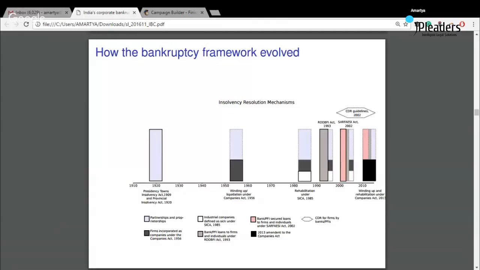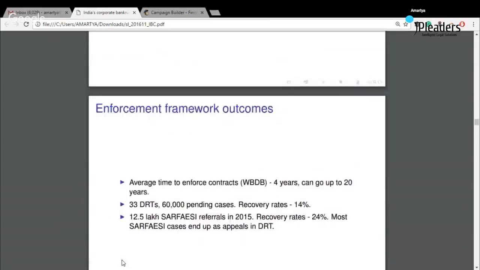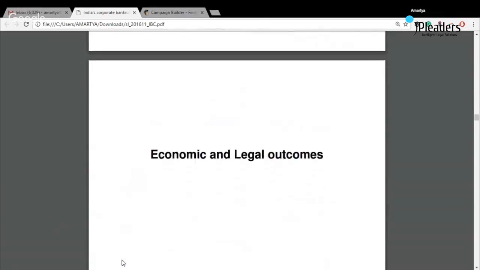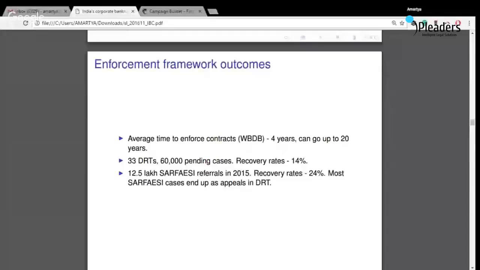As a result of this fragmented framework, all the outcomes, legal or economic, have been quite inferior over the last 20-30 years. If you move on to the enforcement framework outcome slide, it shows that we have roughly 33 debt recovery tribunals in the country. The total number of pending cases is anything from 60,000 to 1 lakh. Debt recovery tribunals are dealing with the SARFAESI cases. This shows how overburdened the DRTs are in dealing with the SARFAESI cases, and as a result, the recovery rate is as low as 14%.